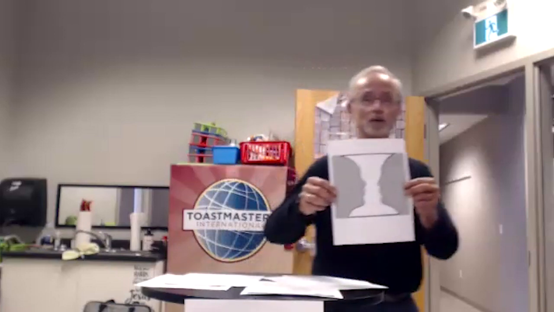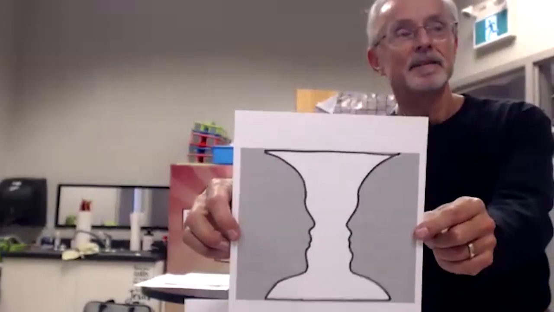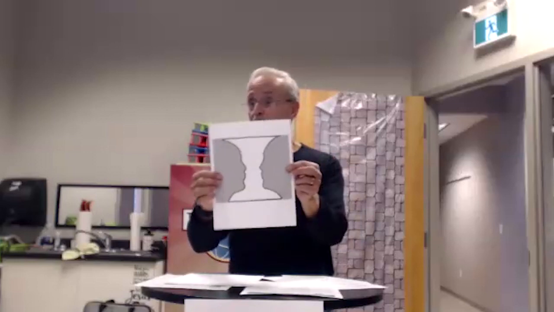Here's what I want you to do. You've all seen this before. Hopefully it shows up on screen. This is a common optical illusion of two profiles, and you can see the profile or you can see the vase, one or the other. Now I'm going to get you to draw something.